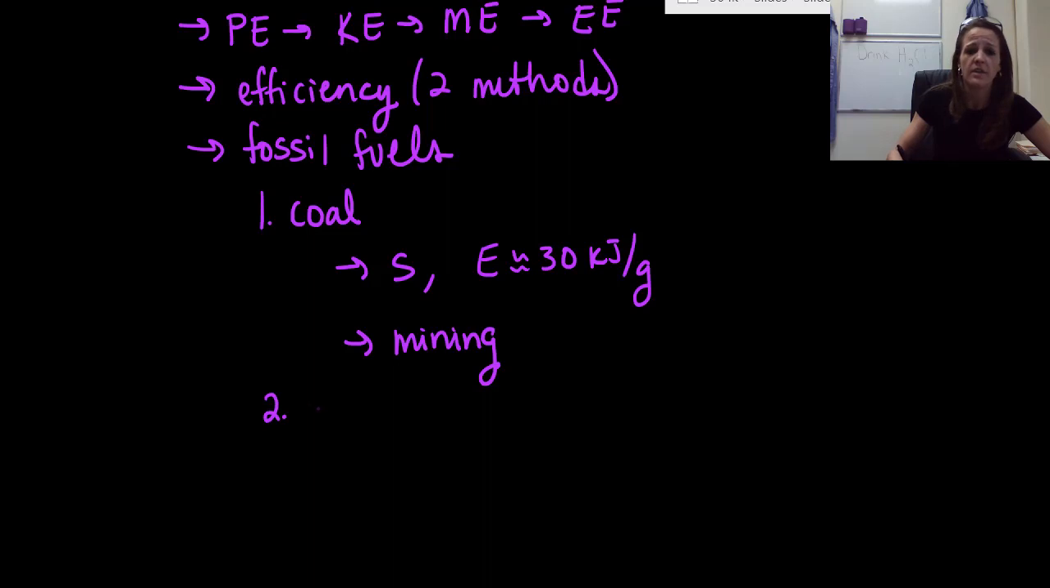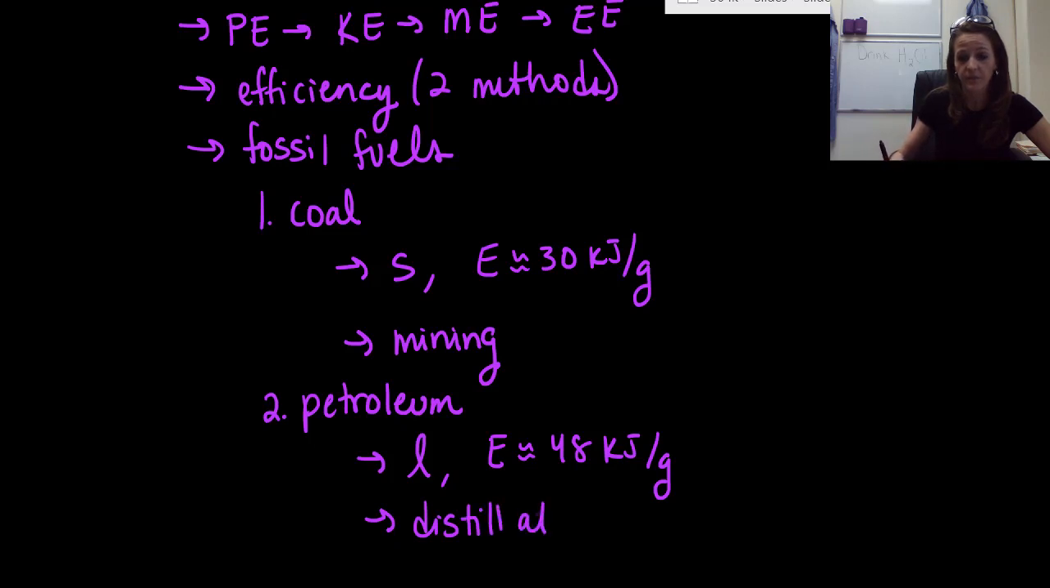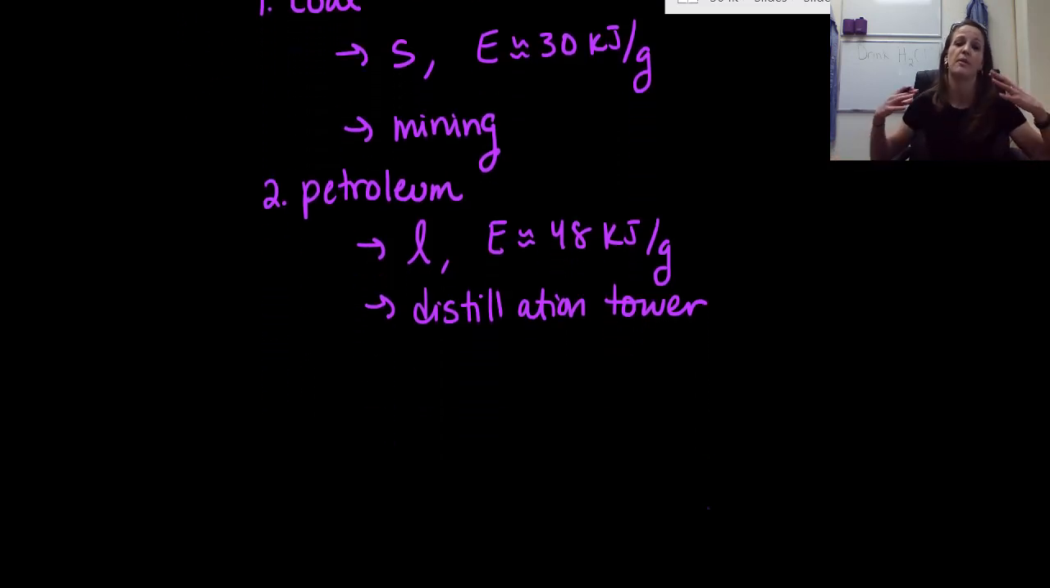All right, number two. The second thing we talked about was petroleum. Petroleum was our second fossil fuel. We said it's the liquid state, and it releases about 48 kilojoules of energy per gram burned. When we talked about petroleum, we primarily focused on what is called the distillation tower. That was the purification process where we take crude oil and pump it into a section and separate it by boiling point, or by size of the different hydrocarbons that are in that mixture of petroleum, or in that crude oil solution, we should say.